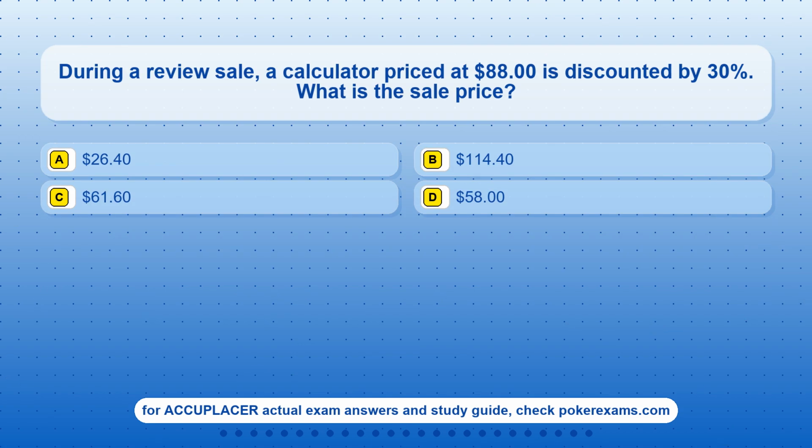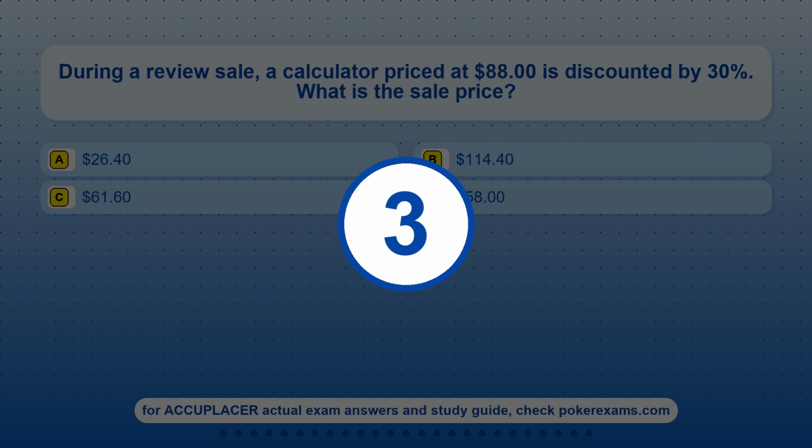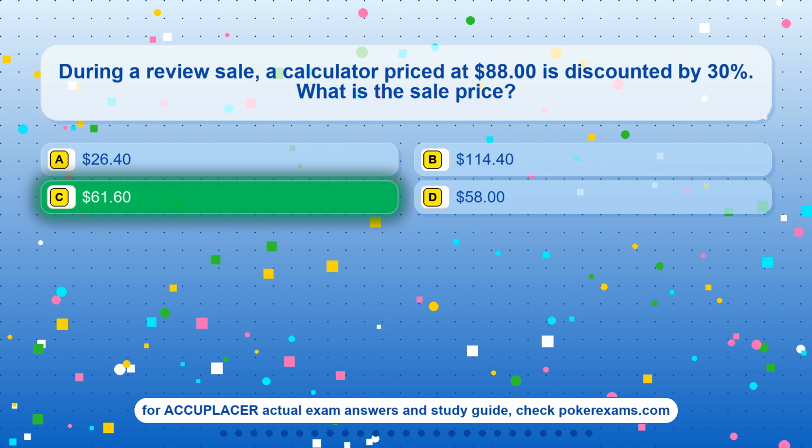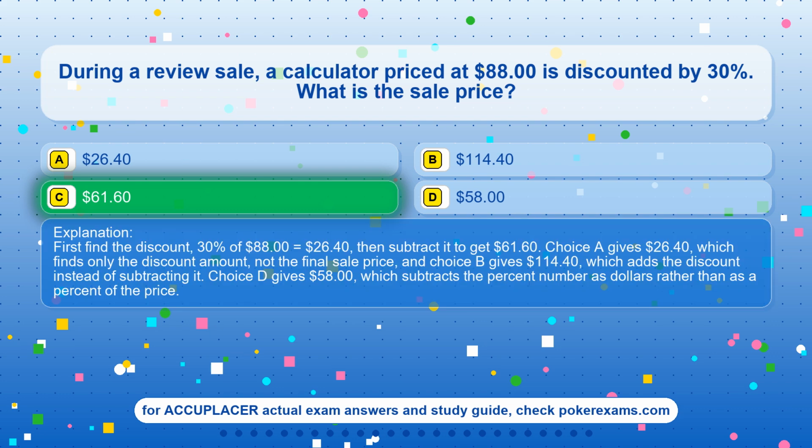Question 17. During a review sale, a calculator priced at $88 is discounted by 30%. What is the sale price? Option A, $26.40. Option B, $114.40. Option C, $61.60. Option D, $58. The correct answer is option C, $61.60. First find the discount.